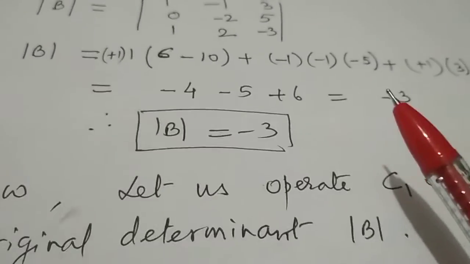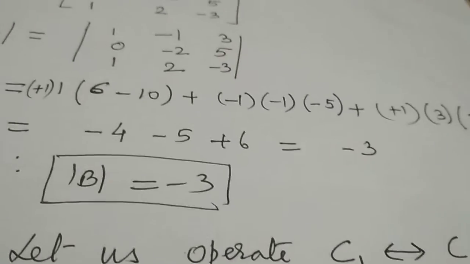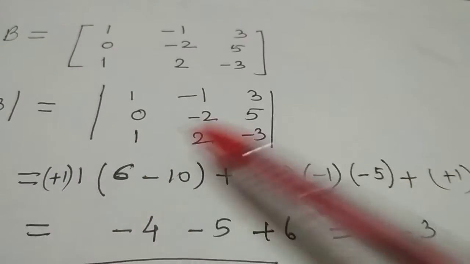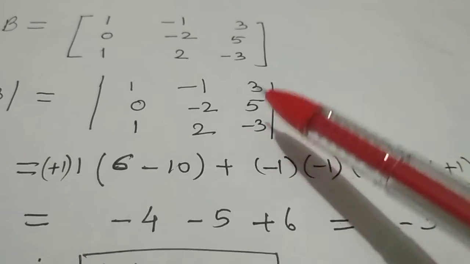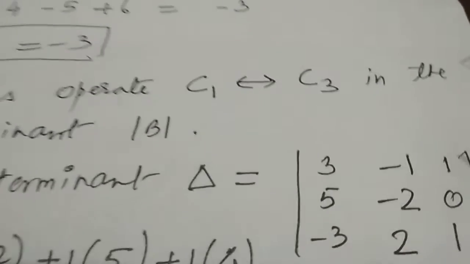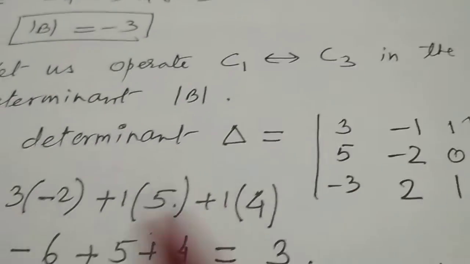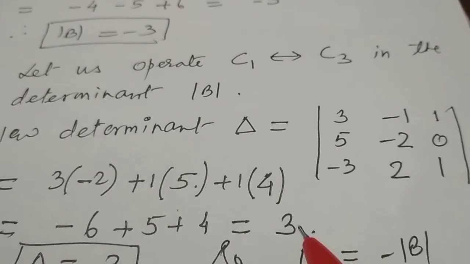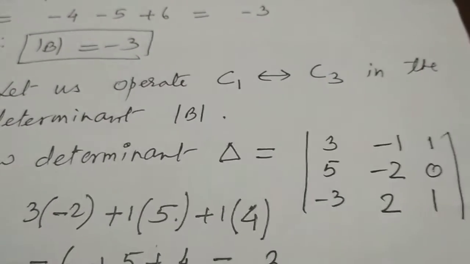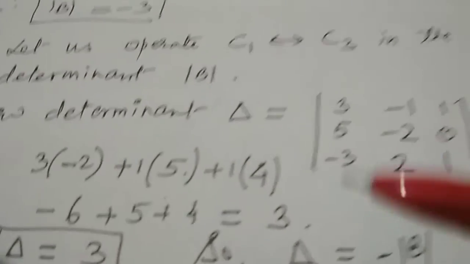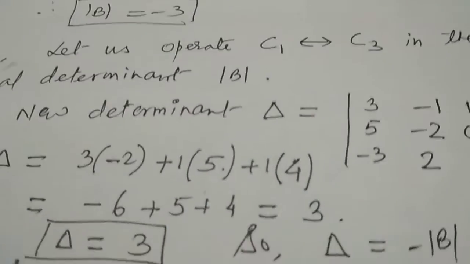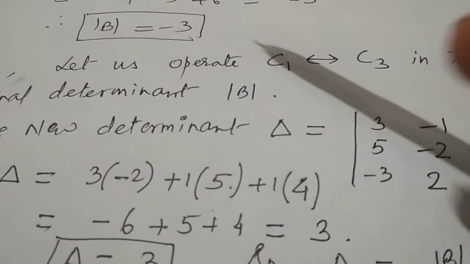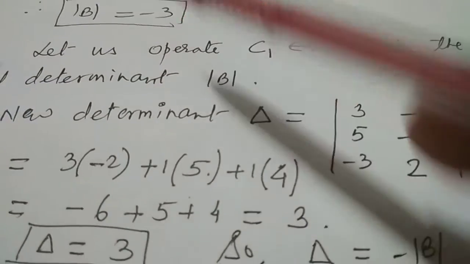So the value of the original determinant of B is minus 3. I have written it boxed. Now let us operate a column operation, say C1 interchanges with C3. So I am interchanging the first column with the third column. The first column will become 3, 5, minus 3 and the third column will become 1, 0, 1. Now I am trying to calculate. You get the value as 3. So the original determinant was minus 3 and the new determinant obtained by interchanging C1 with C3 is 3.